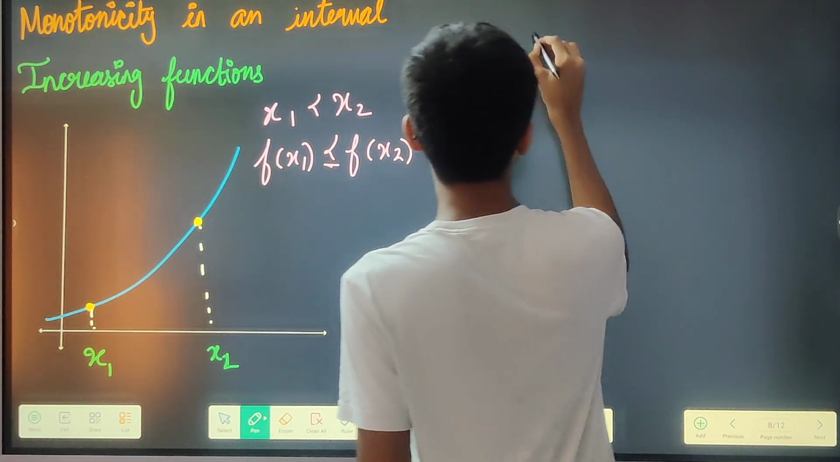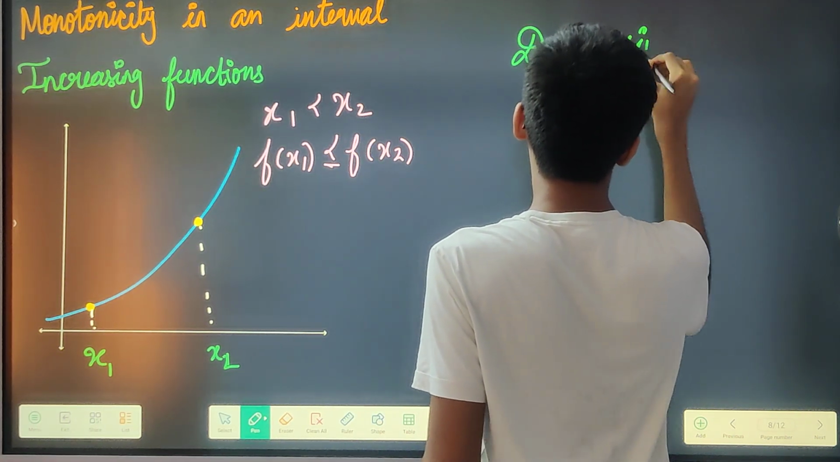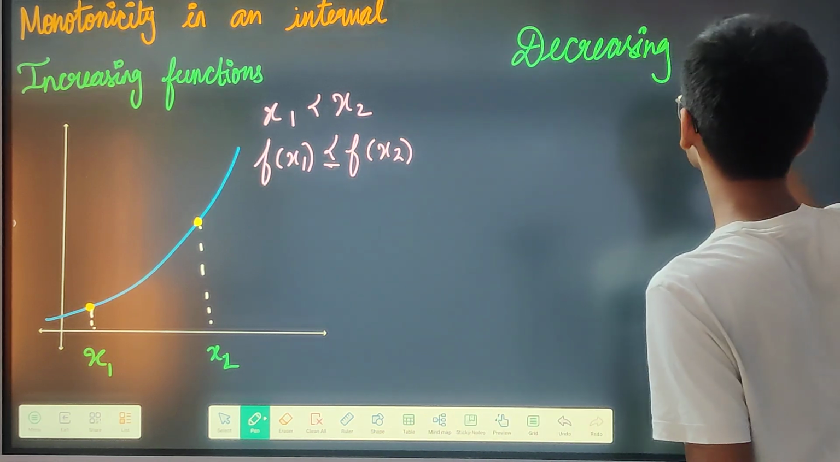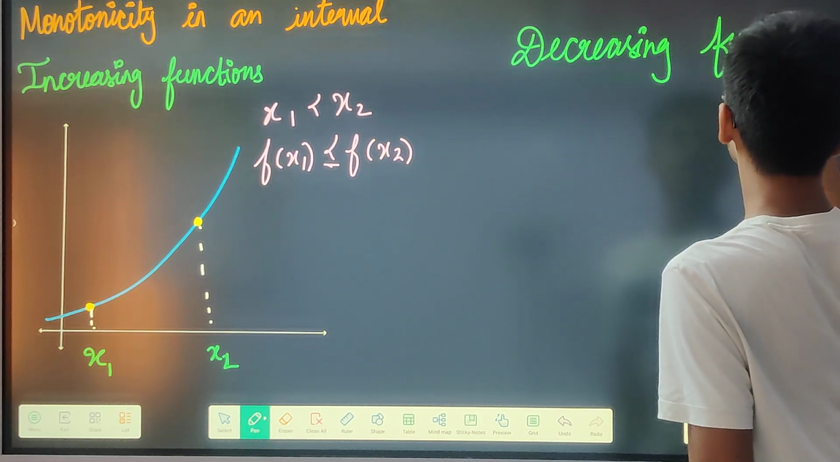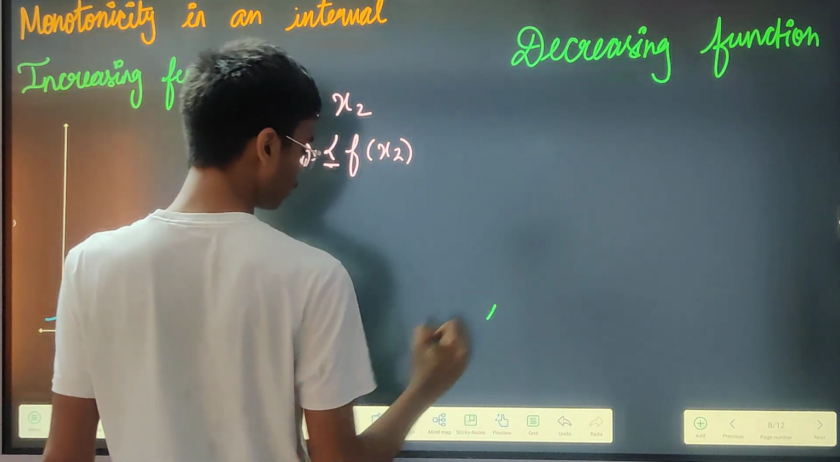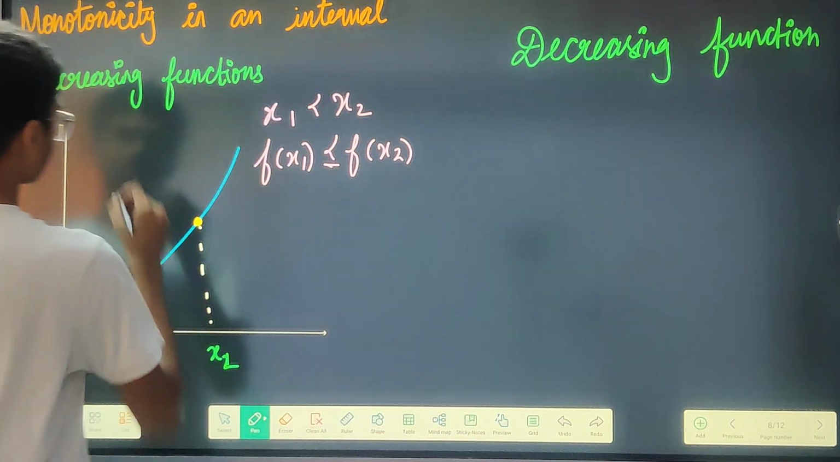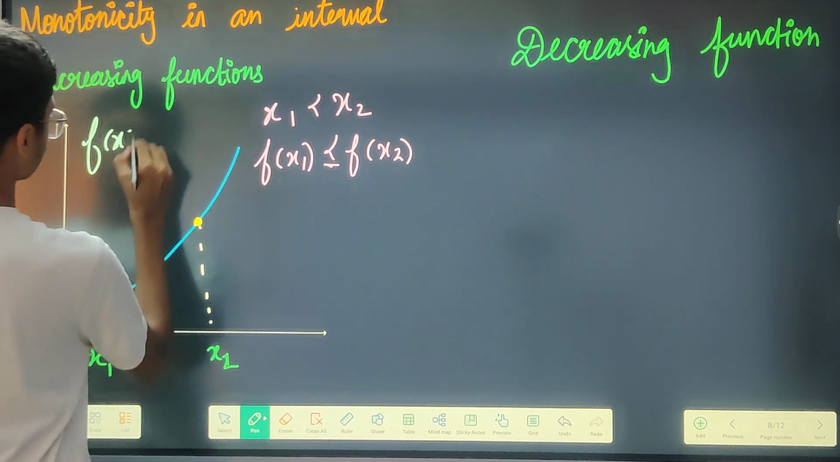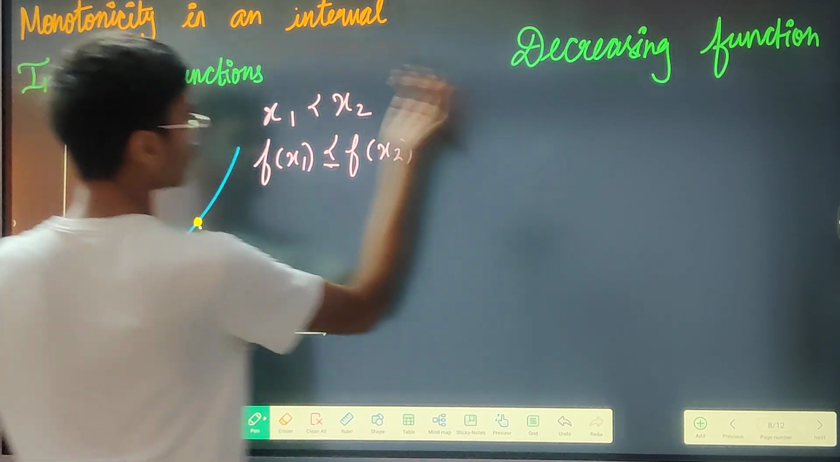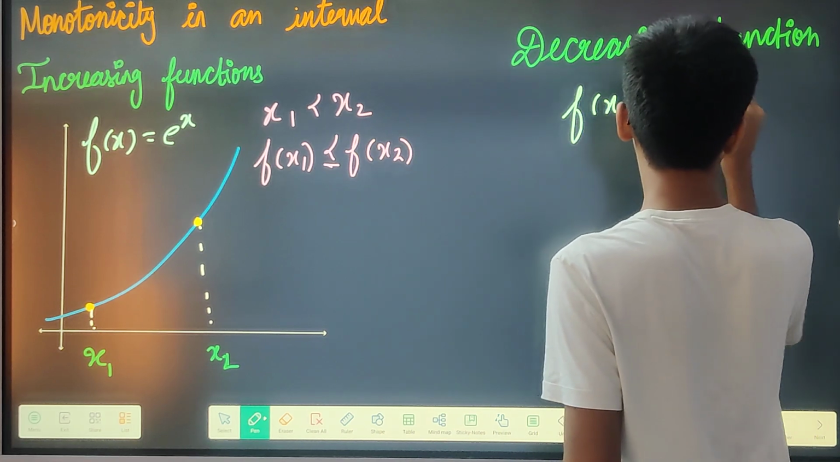Okay, next is decreasing functions. Then what about your decreasing functions? Same thing only. Okay, so here f of x is equal to e to the power of x. Now here we will take f of x is equal to minus e to the power of x.